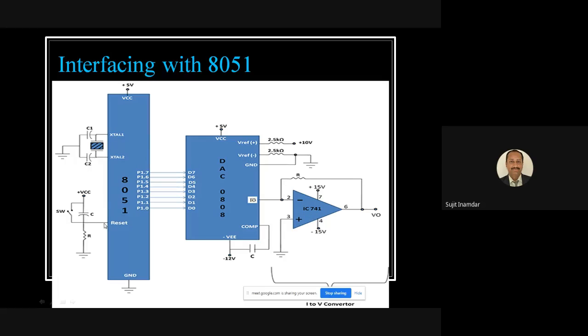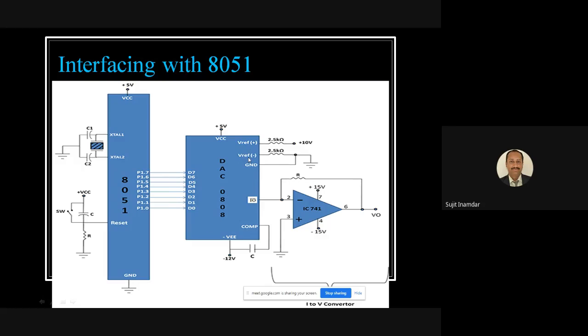So that is the connection. Here the reset is pin number 9 of the 8051, and it has been connected in such a manner. It is a switch, so that if it is closed, the total circuit will get reset. That is a common part, not related to the DAC conversion.